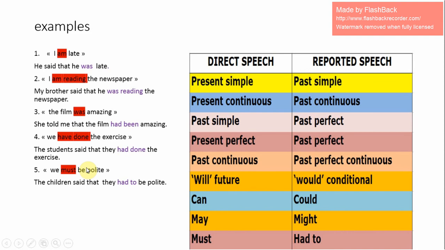We must be polite. So here we have the modal must, and must turns into had to. So the children said that they had to be polite. They had to be polite. Polite. Okay? Alright. Now we move on to some practice.